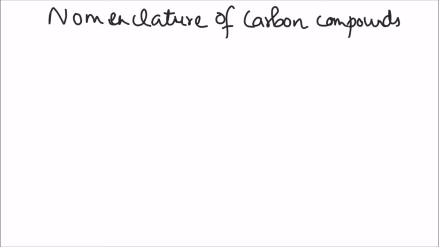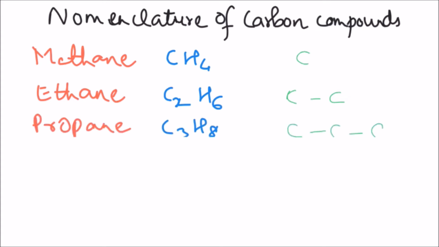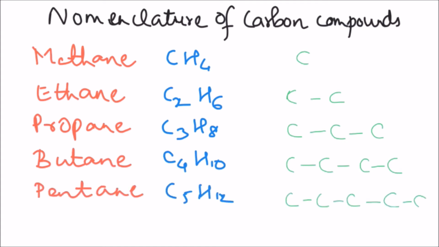Nomenclature of carbon compounds is usually done on the number of carbon atoms present in them. Methane, for example, has one carbon atom in it. Ethane has two carbon atoms with a single bond between them. Propane has three carbon atoms. Butane has four carbon atoms, and pentane has five carbon atoms.